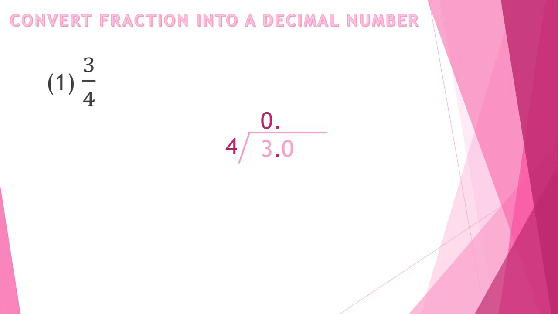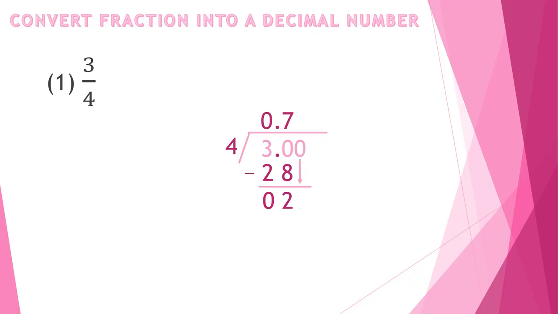Now divide 30 by 4. How many times? 7 times, because 4 sevens are 28. Now subtract 30 minus 28. We get 2 as remainder. But we do not want a remainder. So continue adding zeros to the dividend and divide till you get remainder as 0. So add one more 0 in the hundredths place.